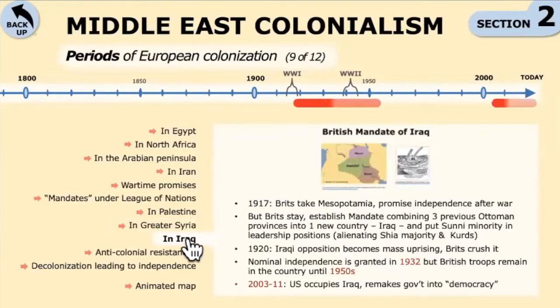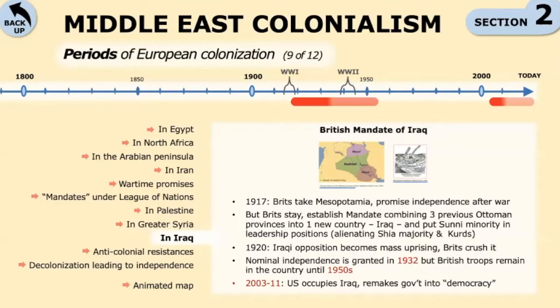Moving forward now into Iraq. Iraq was a British mandate. From 1917, again, that crucial turning point year of World War I, just as the British took Jerusalem from the Ottomans in that year, they also took over Mesopotamia, as that part of the world was called, and this was part of the region that the British had promised the Arabs independence in. But the British stayed on, as they did everywhere else, and they established this mandate. And in this mandate, they combined 3 previous Ottoman provinces into one new country, Iraq.